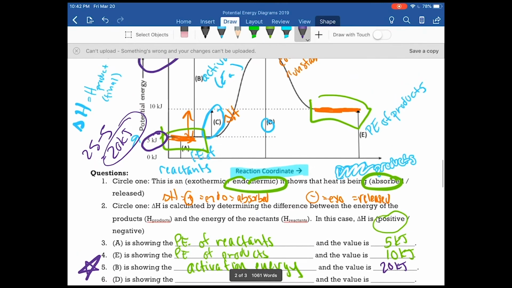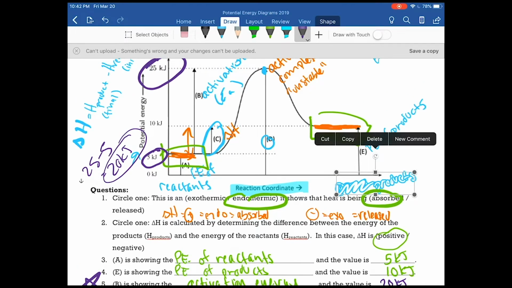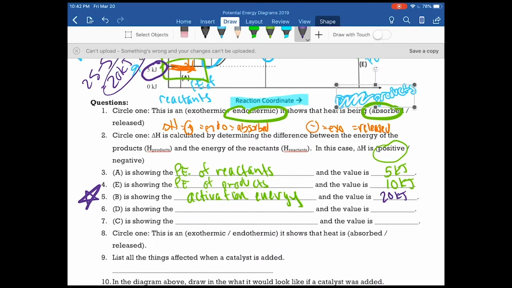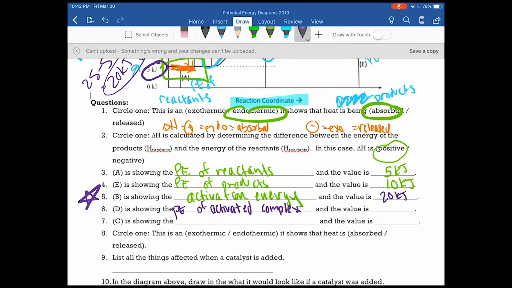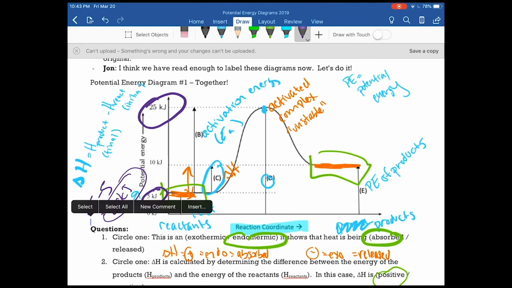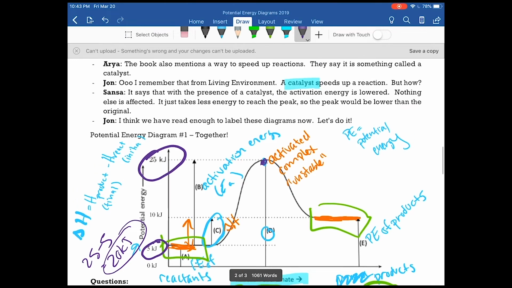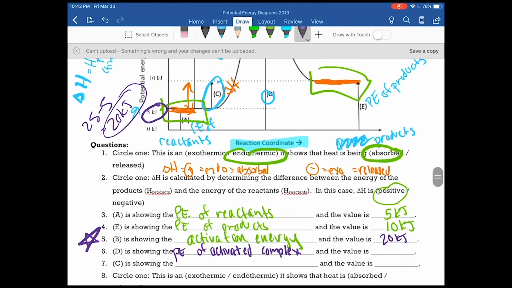Number 6 is talking about point D. Point D starts at the very bottom and goes to the very top. So we can say that this is the PE of the activated complex, that intermediary, very unstable portion of the reaction. Here, all you want to do is follow the dotted line across from that top peak of the energy, and that gives you 25 kilojoules.